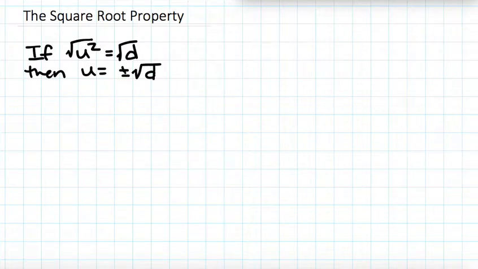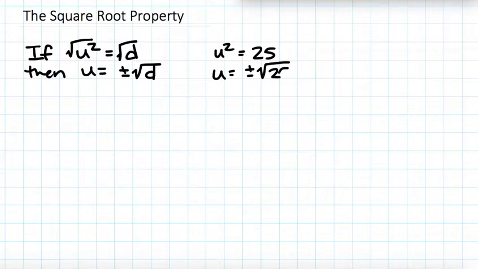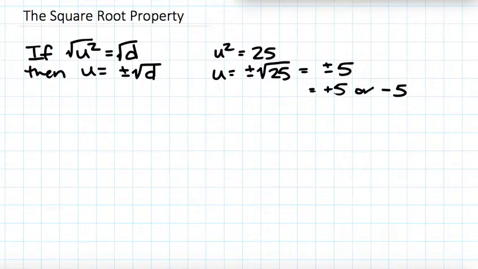So for example, going back to what we saw back in chapter 7, if u squared equals 25, then u equals plus or minus the square root of 25, or in other words, plus or minus 5. Positive 5 or negative 5. That's what the plus or minus symbol means. So 5 squared equals 25, negative 5 squared equals 25. And so both of those are solutions.